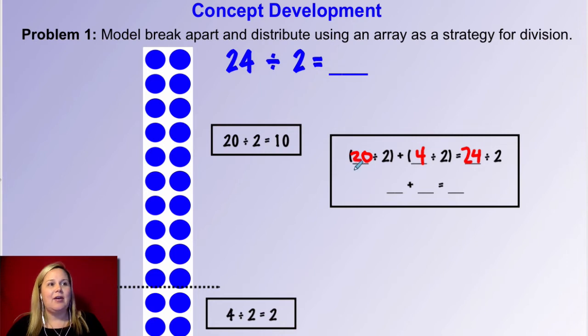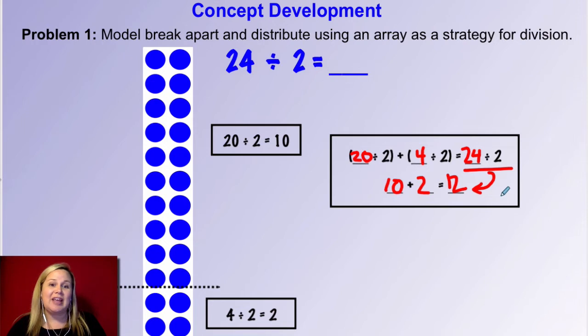Notice here, friends, how I have a 20 and a 4. That's how I broke apart 24. Okay? All right, so 20 divided by 2, I know that I'm just going to split this array kind of like right down the middle almost. I could look at it that way, right? And there are 10 rows in there, so that means 20 divided by 2 gives me 10. Then if I have my 4, and I split it right down that middle again, it's going to give me 2. So 10 plus 2 gives me 12. So 24, right here, divided by 2 equals 12.